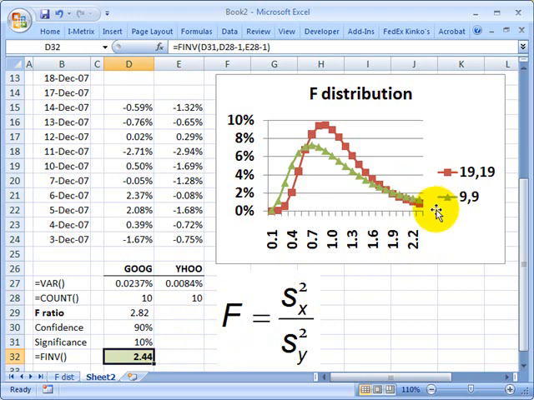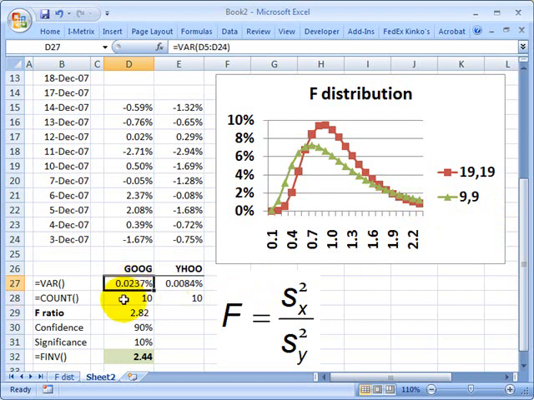And again, what it says is, for 9 degrees of freedom, 90% of the area is to the left of 2.44. But my F ratio is 2.82, which is over to the right even further than the 2.44. What does that tell me? That tells me in this case the 2.82 is greater than the 2.44. It's over to the right. It's over into that 10% area. And so with 90% confidence, I can conclude Google's variance is different than Yahoo's.